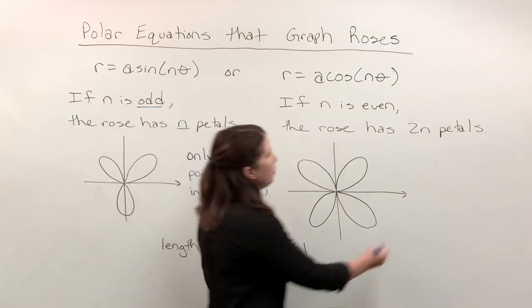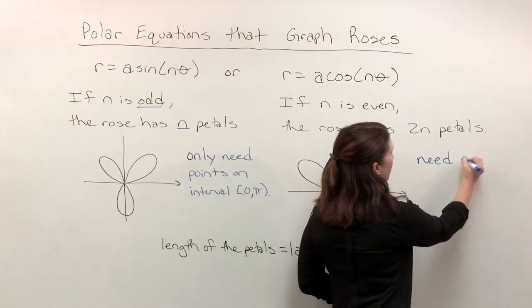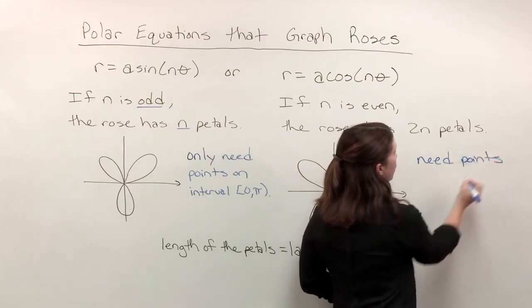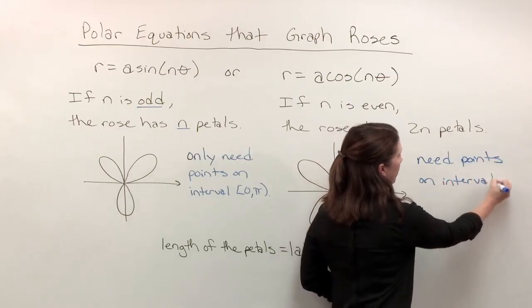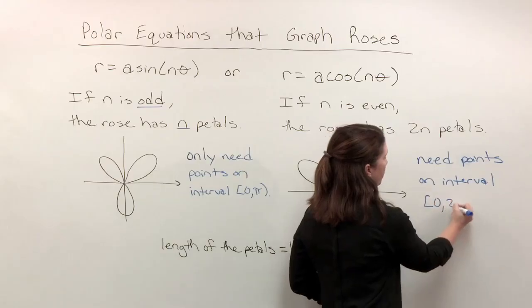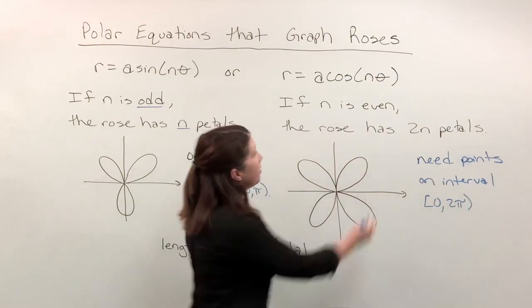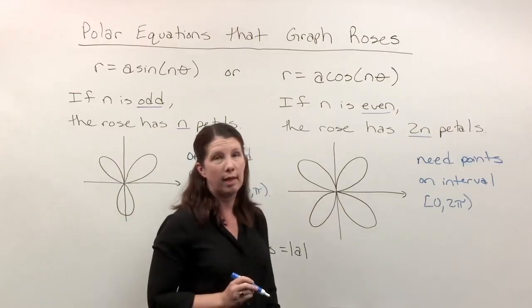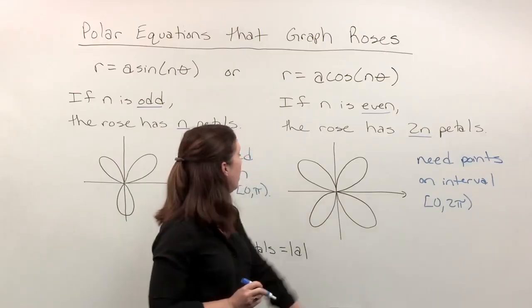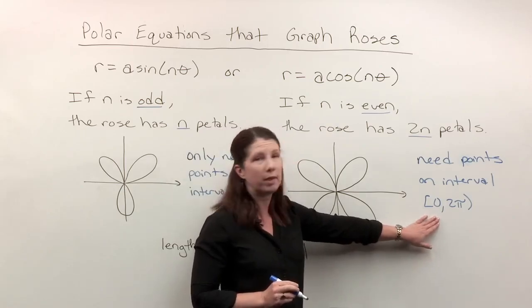In that case, you will need to find points on the interval 0 to 2 pi in order to complete the graph. So if n is even, the graph will have twice n, or 2n petals, and you will need to find points from 0 all the way to 2 pi in order to complete the entire graph.